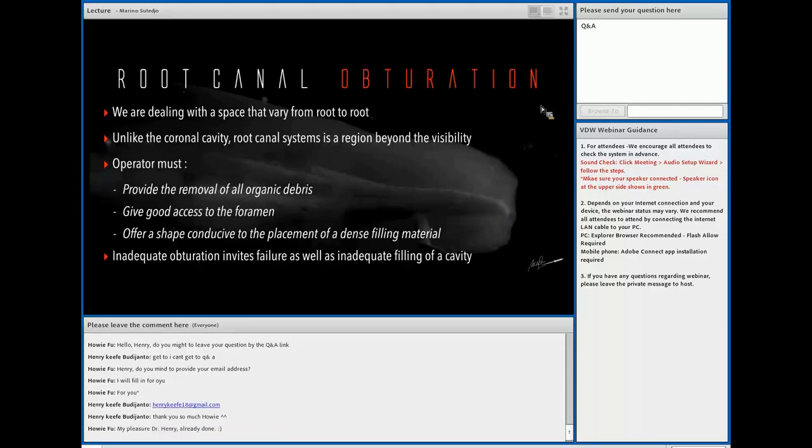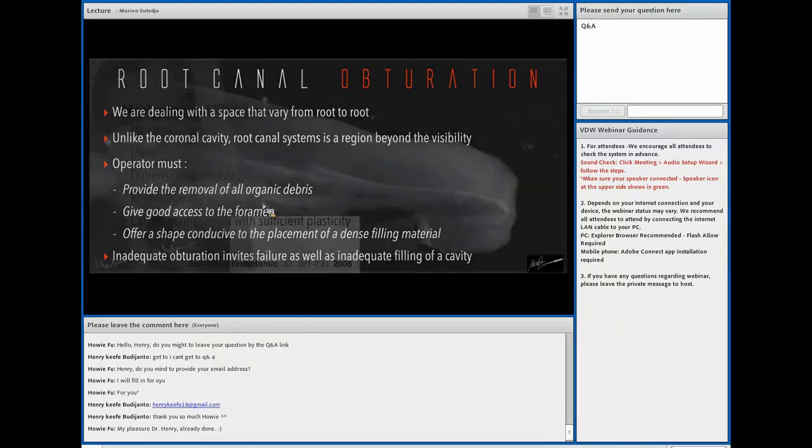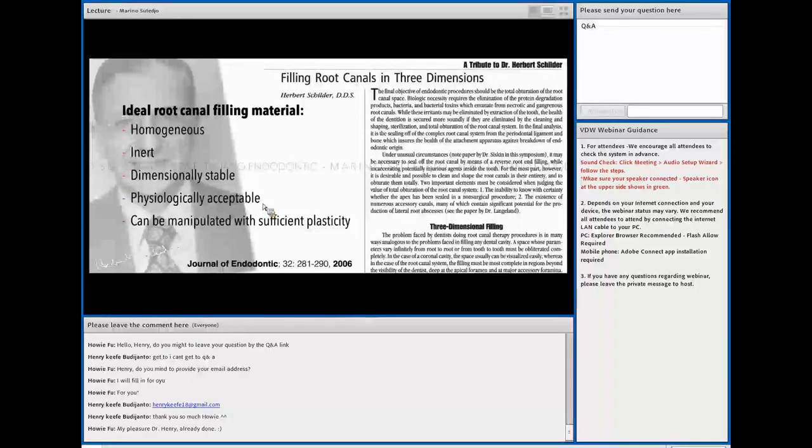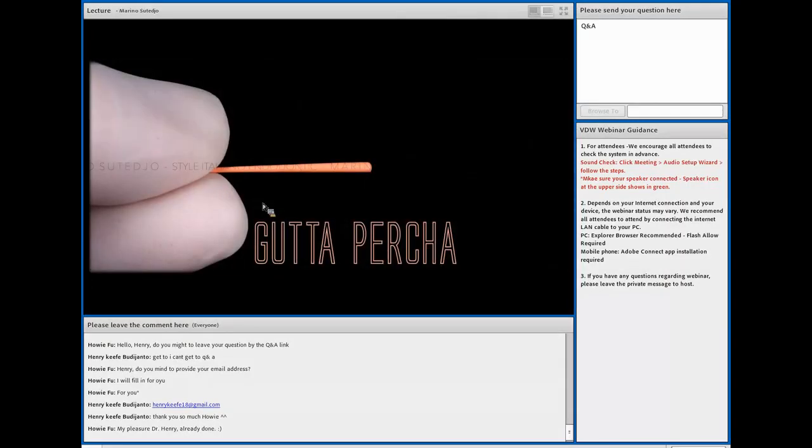Therefore, when we talk about sealing our root canal, we know that we are dealing with variations of space. Not every root canal is just a simple canal; mostly they have some complexity. So we need to remove all the debris, bacteria and tissue, give good access to the foramen, and offer a resistance shape that can take the placement of dense filling material inside our root canal system. The ideal root canal filling material should be inert, homogeneous, stable and biocompatible. And last but not least, it can be manipulated with good plasticity, because if it is not plastic enough, it is impossible to seal all the canals.